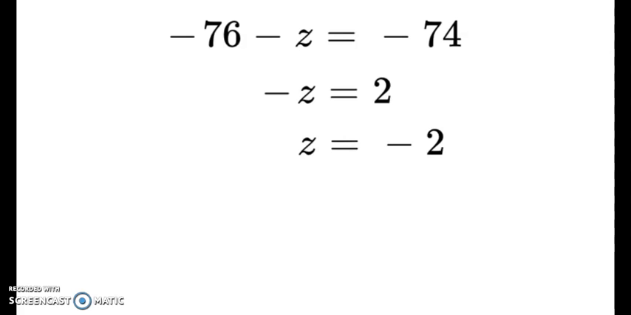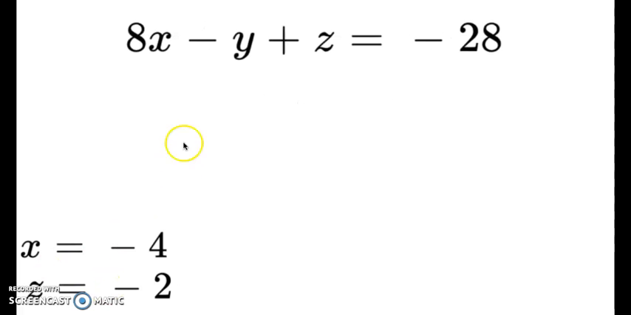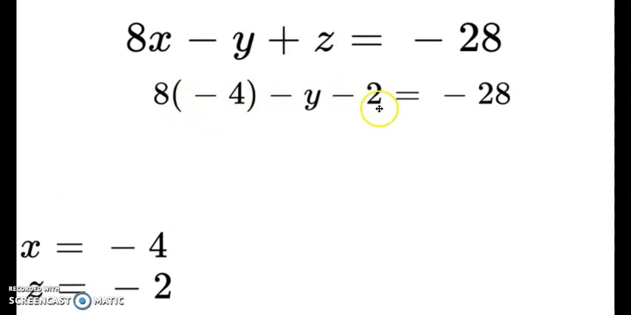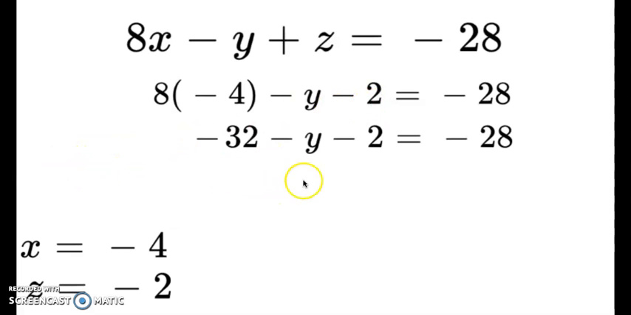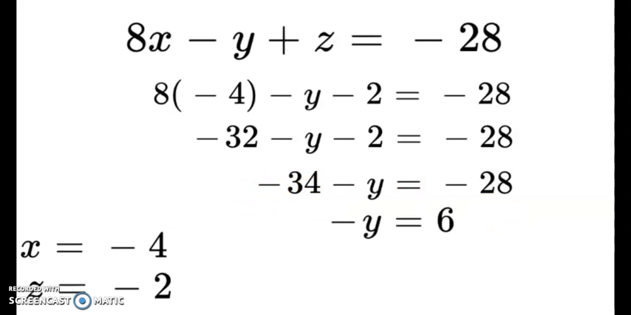Now I'm going to take that x is -4 and z is -2 and substitute it in for my first equation to find out what y is. So substituting everything in, -4 for x, -2 for z. 8 times -4 is -32. Minus y minus 2 equals -28. Combine like terms here. -32 minus 2 is -34. Now I add 34 to both sides. I get +6 equals -y. Don't forget to bring that negative down. Changing the signs by dividing by -1, I have y equals -6.